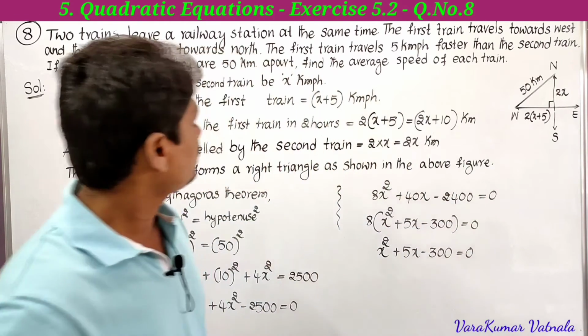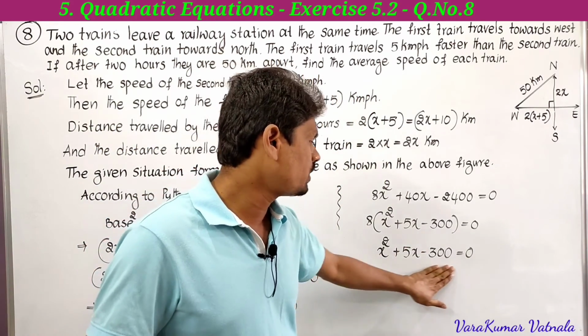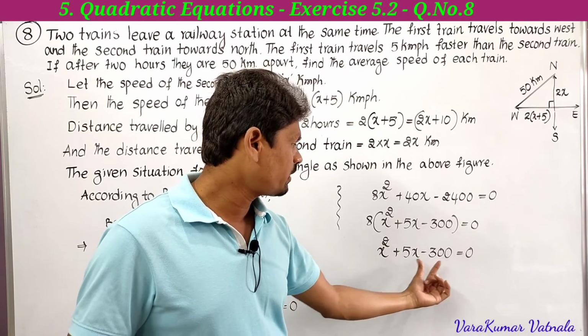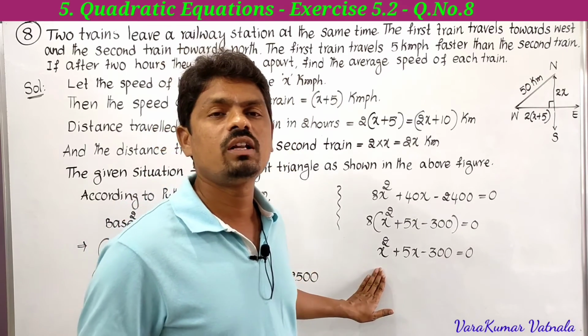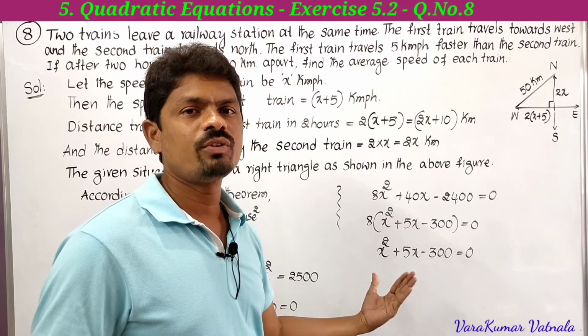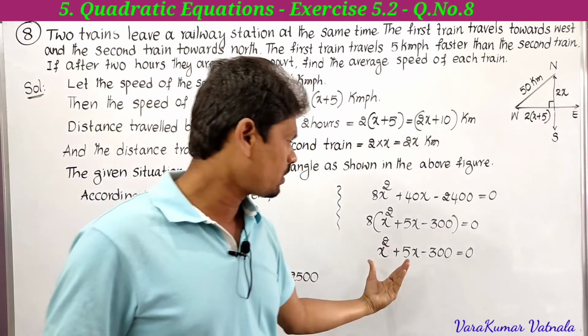So from the given situation we have formed a quadratic equation in variable x: x square plus 5x minus 300 equal to 0. Now how to solve this quadratic equation by factorization method? So we get the x value, and if we get the x value, we can get the speed of the trains. So see here, how can we solve it?